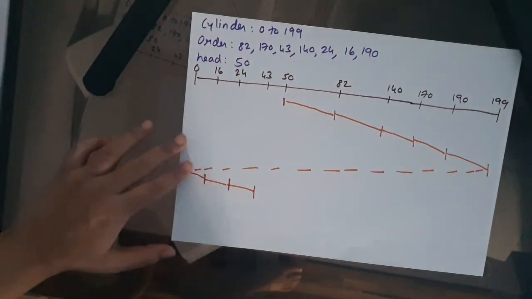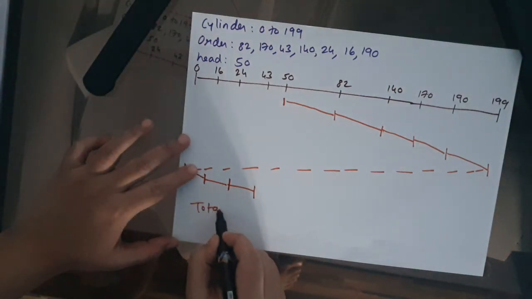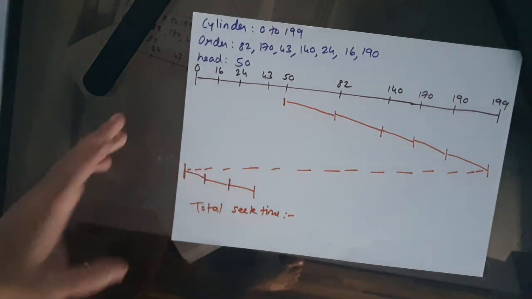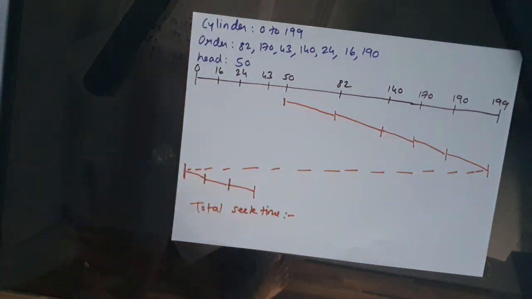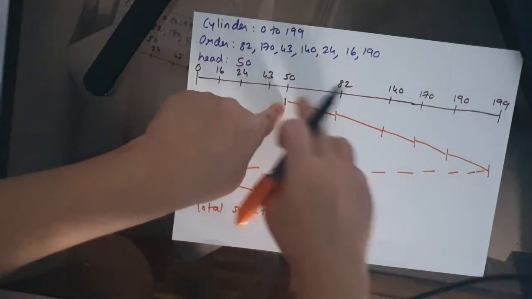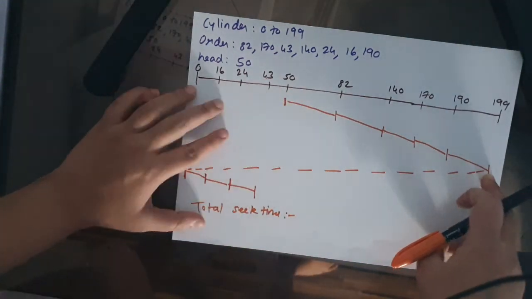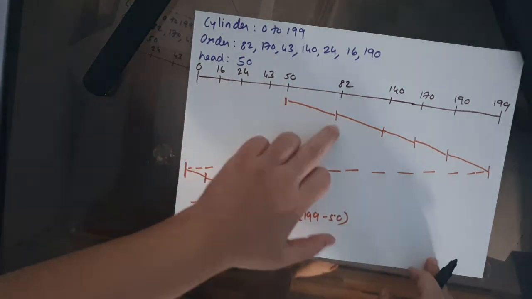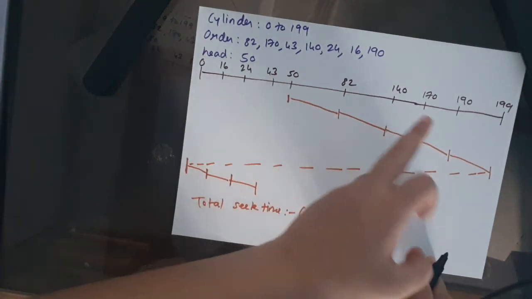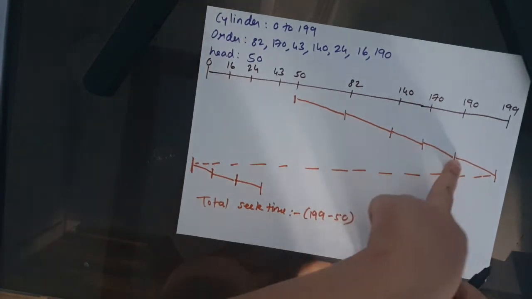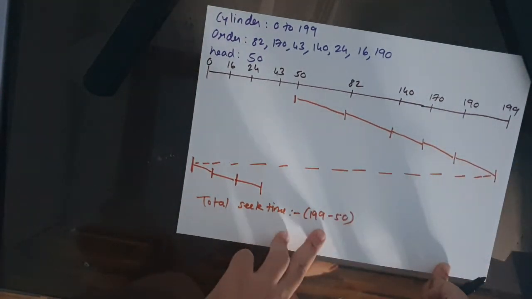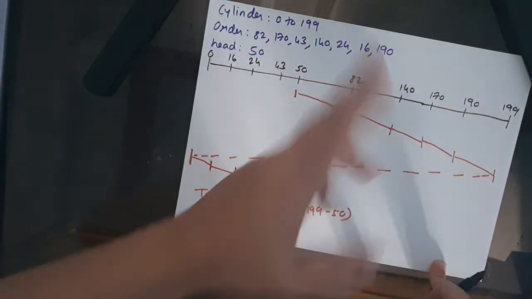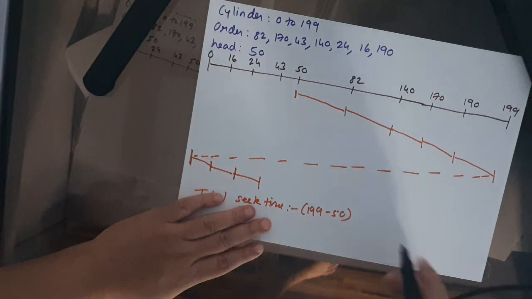Now how will the total seek time be over here? Have a look. Total seek time is basically all the time required to complete all the requests. It's basically from 50 to 199 is the first stretch. So 50 to 82, 82 to 140, 140 to 170, 170 to 190 and 190 to 199. It is nothing but 199 minus 50. So here it is, that is the first part.